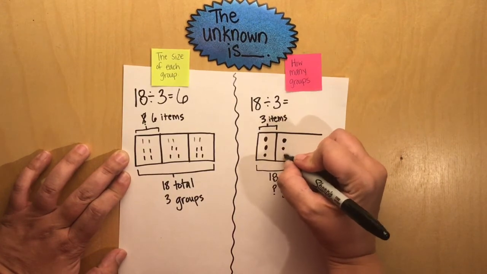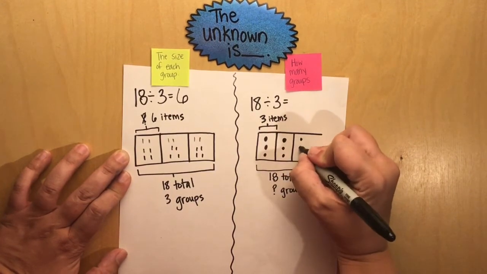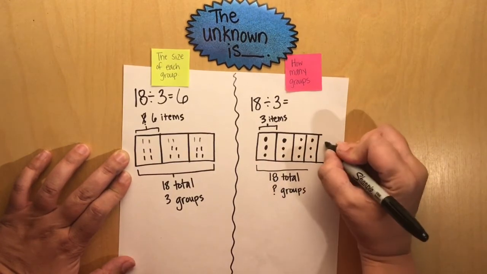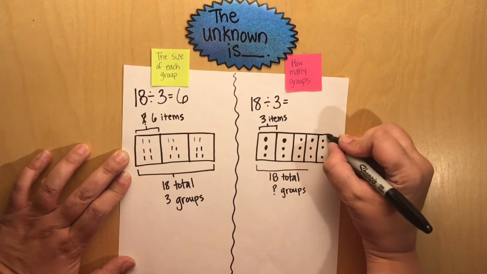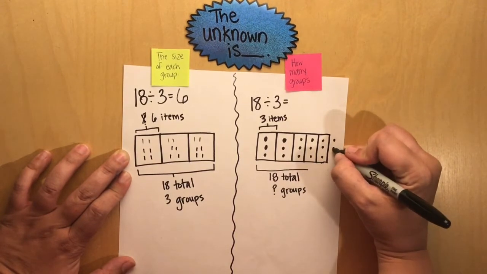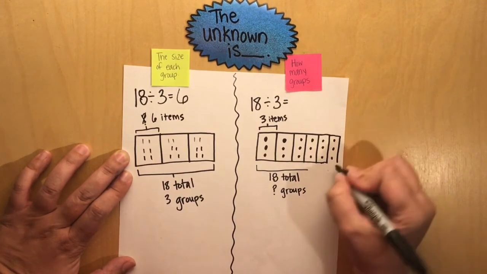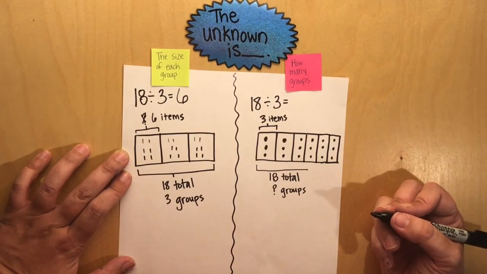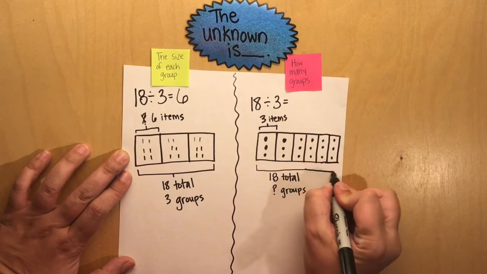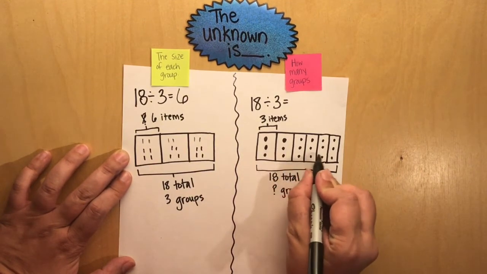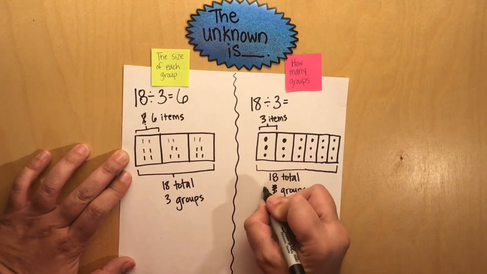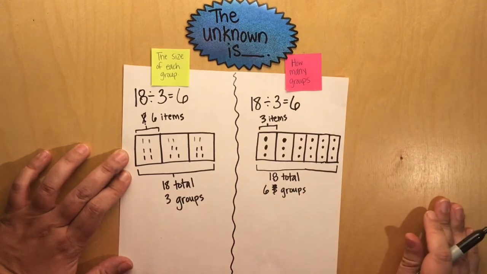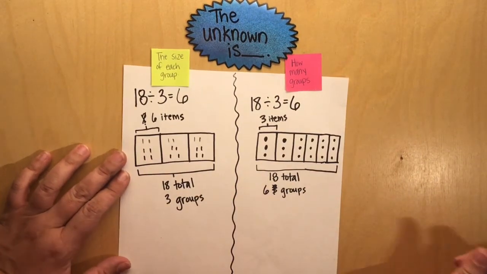So 3, 4, 5, 6, 7, 8, 9, 10, 11, 12, 13, 14, 15, 16, 17, 18. And I can keep adding tape to my tape diagram until all of my groups have been made. I noticed that I made 1, 2, 3, 4, 5, 6. I made 6 groups of 3. So again, 18 divided by 3 equals 6. My numbers mean something different.